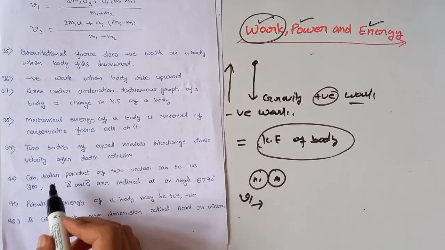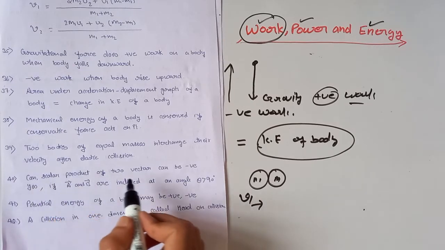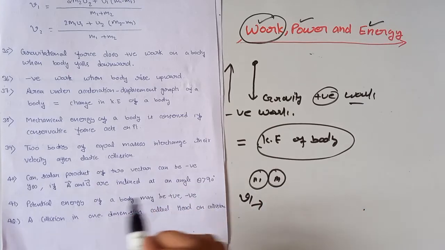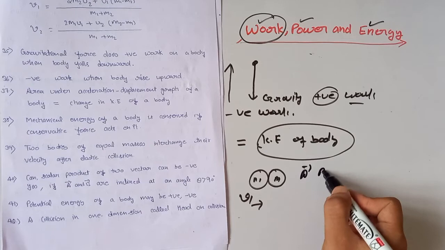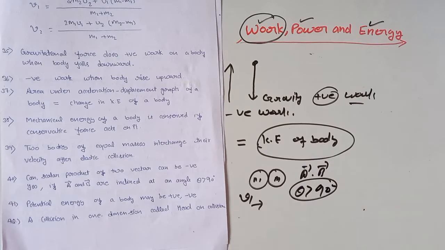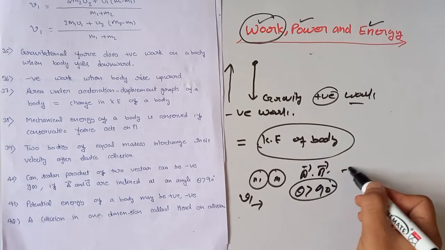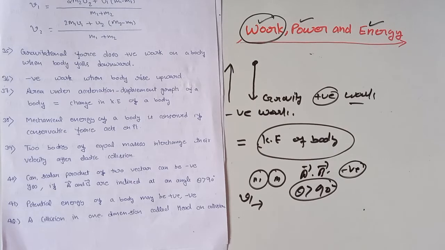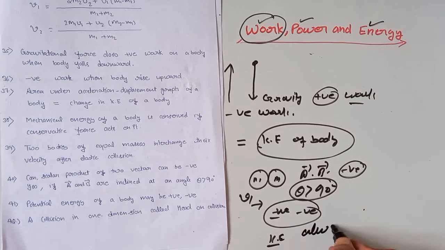Our next key point, can the scalar product of two vectors be negative? Yes, the scalar product of two vectors can be negative if the angle theta between them is greater than 90 degrees. The scalar product of two vectors A and B is negative if the angle is greater than 90 degrees. And keep in mind, potential energy of a body can be positive as well as negative, but kinetic energy of a body is always positive.